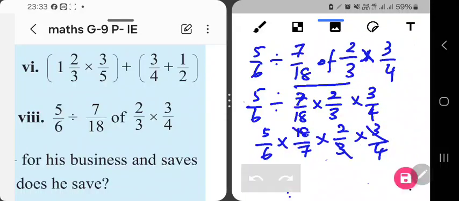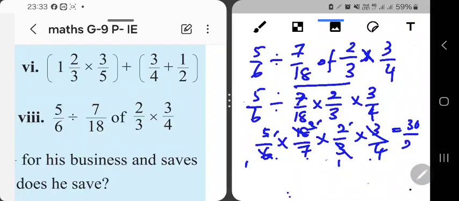Then 18 divided by 6 is 3. Then it's easy. 5 times 3 is 15. 15 times 2 is 30. And divided by, there's 1 here, there's 1 here, 7 times 4 is 28. And then we can simplify this. You can divide those two by 2. So 30 divided by 2 is 15, and 28 divided by 2 is 14. This is the answer for that.